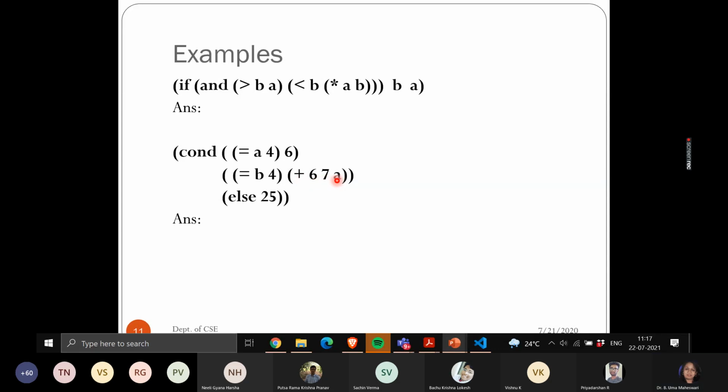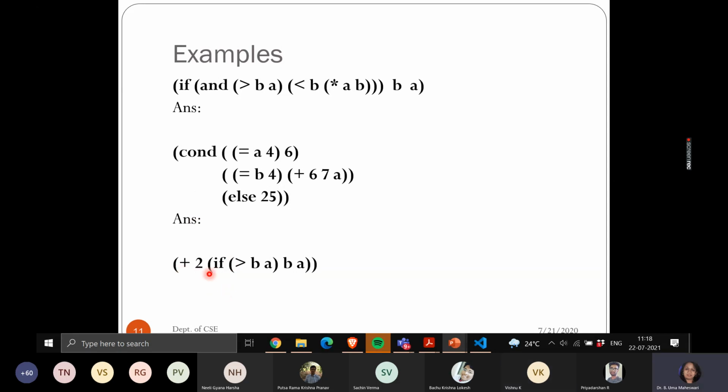3. 6 plus 7 plus 3. So what is the answer? 16. 6 plus 7 plus 3, so 9, 16. Yes, 16 will be the answer. Understood, right? So if it is true, it will evaluate the expression and return the value of the expression. It will not go to the next one. Okay, right.